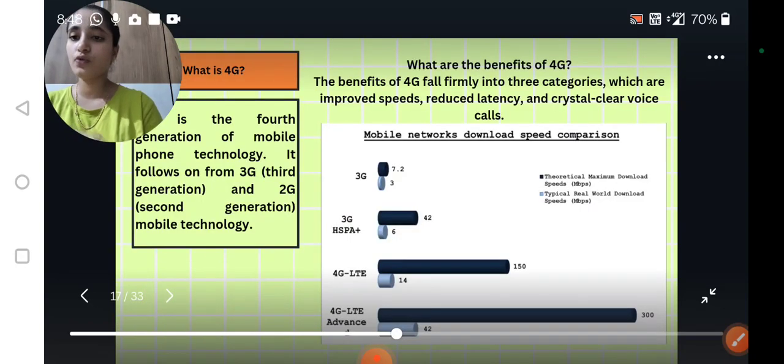Next we move on to the 4G. What is 4G? 4G is the fourth generation of the mobile phone technology. It follows on from 3G and 2G. So what are the benefits of 4G? The benefits of 4G fall firmly into three categories, which are improved speeds, reduced latency, and crystal clear voice calls.